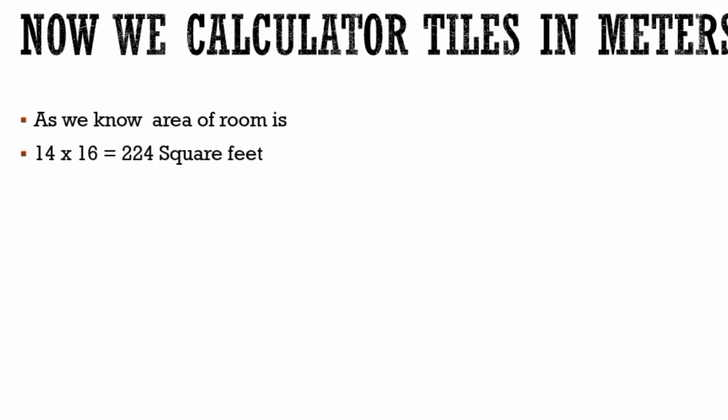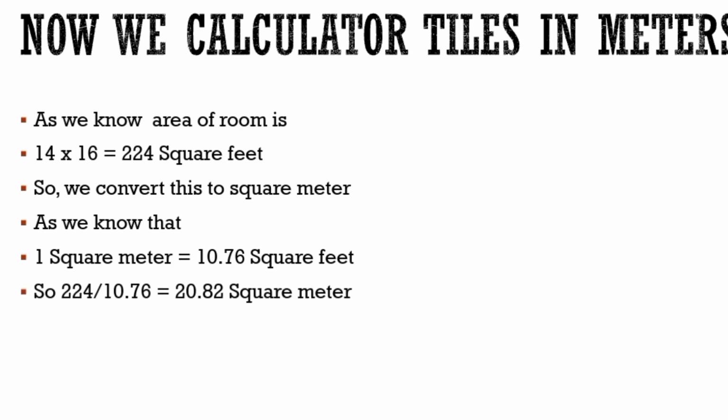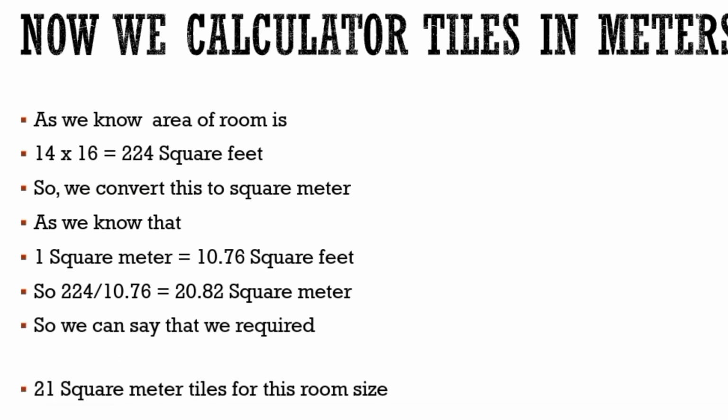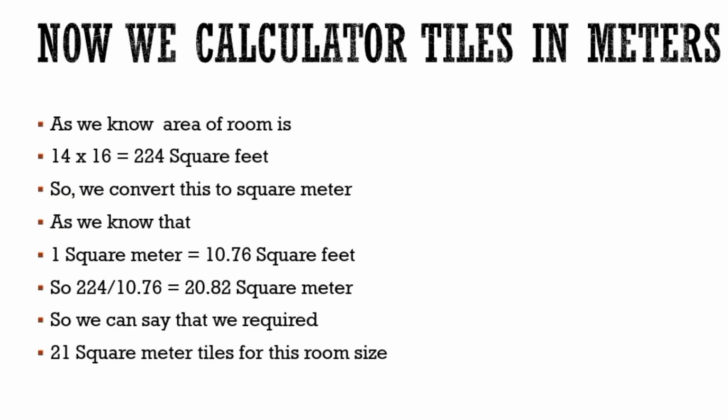Now we calculate tiles in meters. As we know, the area of the room is 14 into 16, that is 224 square feet. So we convert this to square meters. As we know that 1 square meter is equal to 10.76 square feet. So the area of the room, 224 divided by 10.76, is equal to 20.81 square meters. So we can say that we require 21 square meters of tile for this room size, that is 14 into 16.